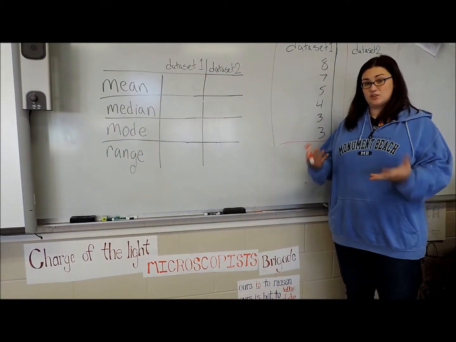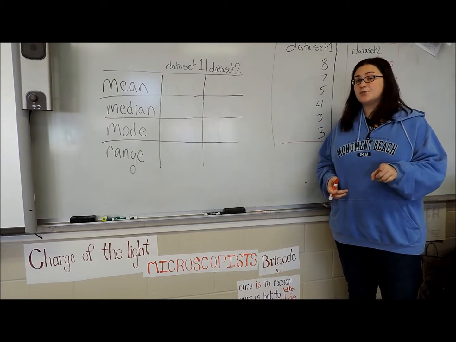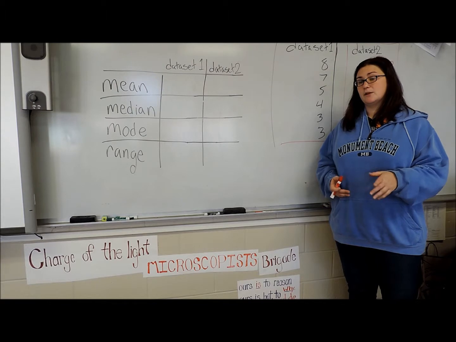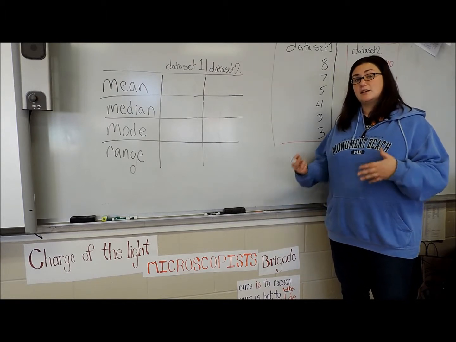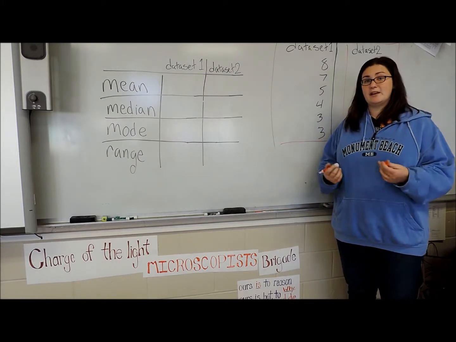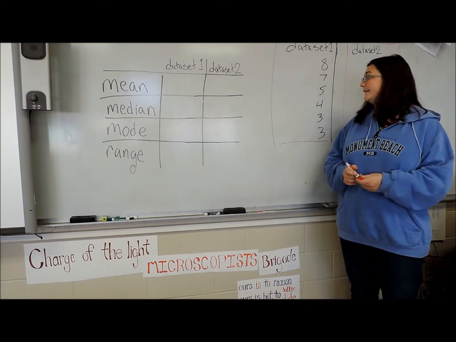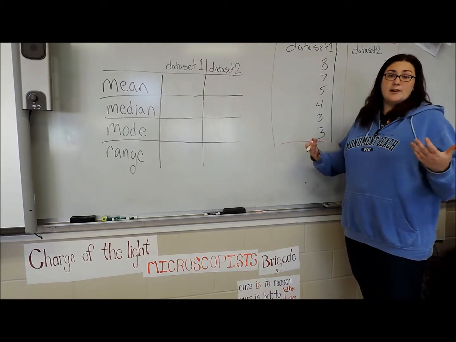So we've got these two data sets now, very similar, with the exception of one extreme number in data set 2. Let's see if we can figure out mean, median, mode, and range, and see which one of these values would be most impacted by having one bizarre thing in there. So let's start at the bottom, work our way up from range.